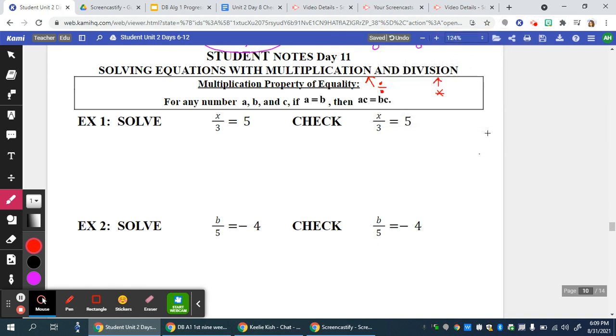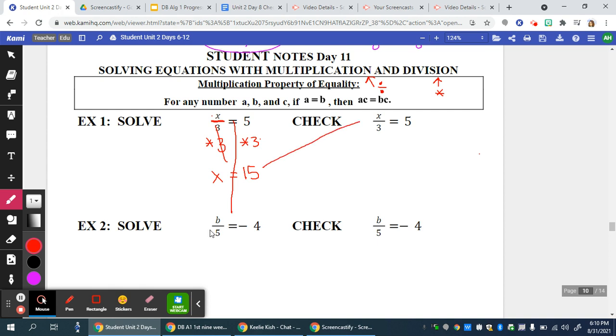Okay, so example 1, solve x divided by 3 is equal to 5. So let's do red. X divided by 3 is equal to 5. So I'm going to draw my line, and we need to do the inverse operation of division, which is multiplication. What you do to one side, you do to the other. These 3's cancel each other out. And we're left with x is equal to 5 times 3, which is 15.